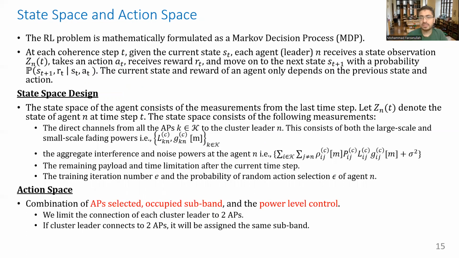So for the state space, we consider the measurements from the last time step, which includes the channels from the access point to the cluster leader, the interference at the agent, along with the remaining payload and time. The action space, meanwhile, consists of the access points selected, the occupied subband, and the power level control. For simplicity, we limit the connection of each cluster leader to 2 access points. And in case the cluster leader connects to 2 access points, it will be assigned the same subband.